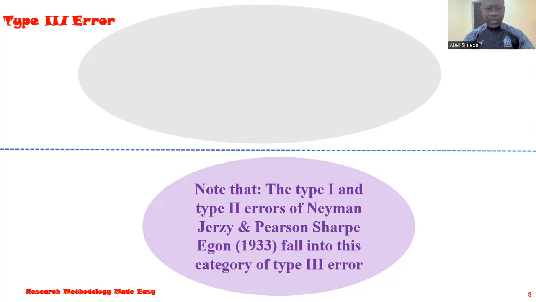This very error falls within the type 3 error because you are supposed to accept the null hypothesis, but you rejected it. So that is an error in interpretation. But when you are supposed to reject it, you accepted it. So either one falls within type 3 error. You must not wrongly interpret it.